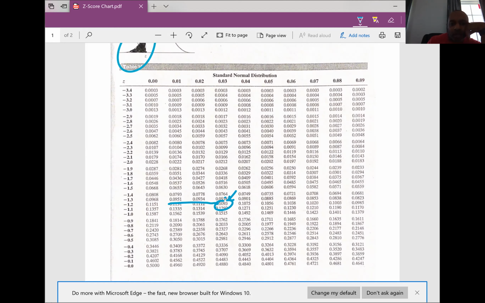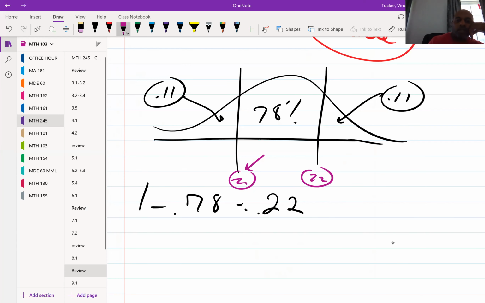That would correspond to negative 1.23. Okay. So this value is negative 1.23, and since it's symmetric, whatever's going on over here is going on the right side as well. So that should be positive 1.23. That's how it should work.